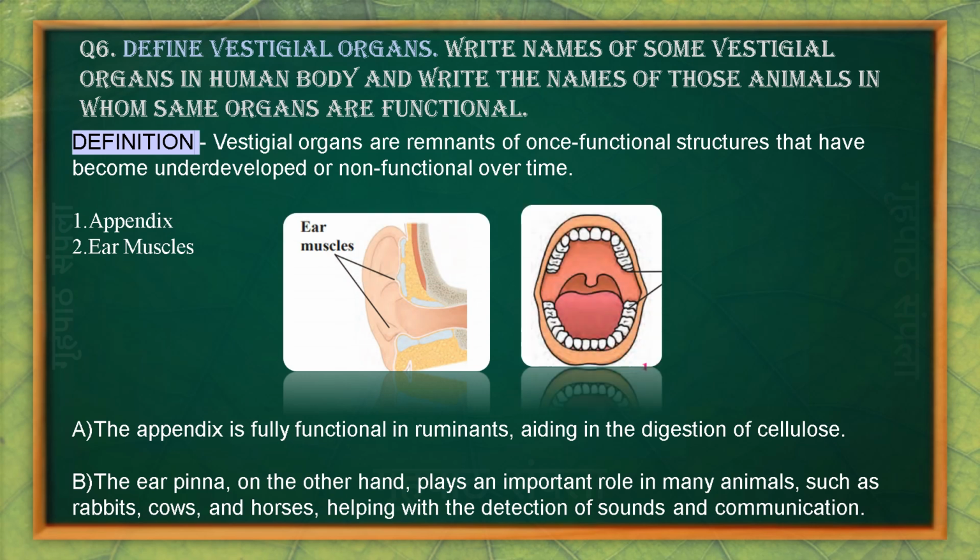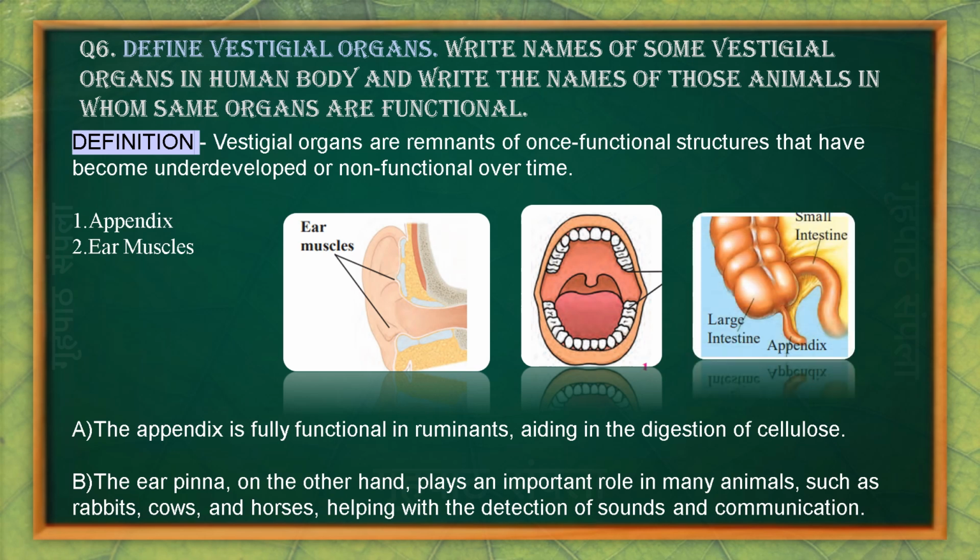A. The appendix is fully functional in ruminants, aiding in the digestion of cellulose. B. Ear pinna, on the other hand, plays an important role in many animals such as rabbits, cows, and horses, in the detection of sounds and communication.